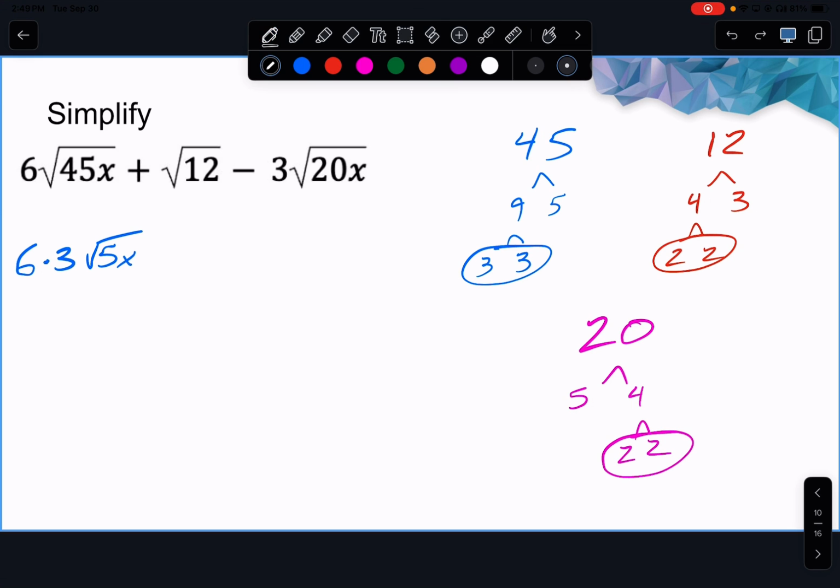Okay, now the next one, we're going to do plus, and then the 12. The 12 we broke down into 2 square root of 3. And then the 20 we broke into, it's going to be minus 3 times 2. And then we have the square root of 5x left over.